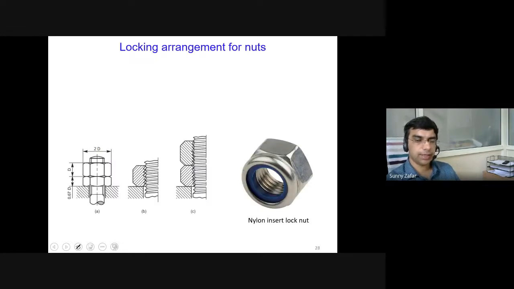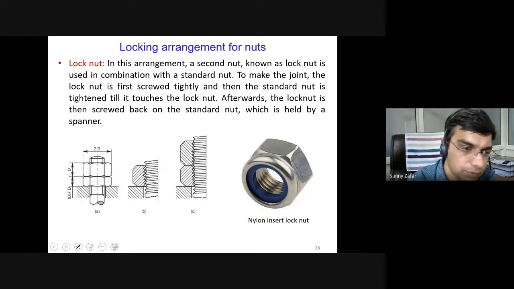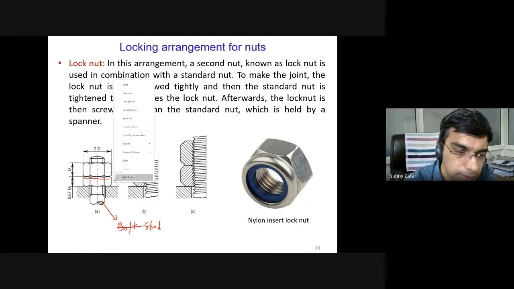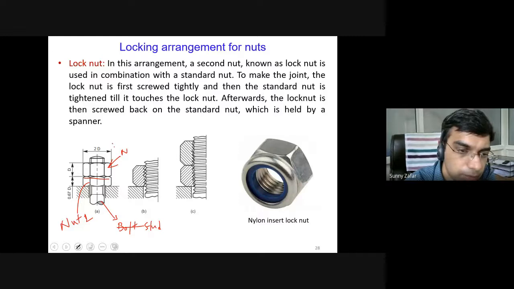So the first arrangement here is the lock nut. A lock nut is an arrangement in which a second nut is provided. So the first nut is there. Here I am showing the different parts. This is, say, the bolt, not the bolt, but we can say it is a stud. So here not the bolt but a stud is there. This stud is basically locked using this first nut, nut number one, and then you introduce a lock nut on top of it.